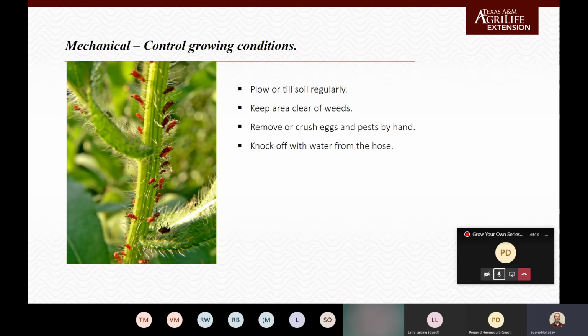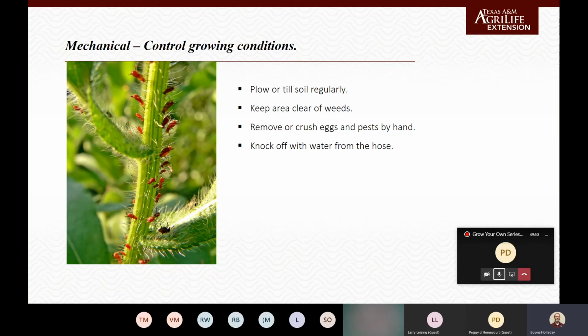Mechanical, and this is similar to that, but going a little bit further on how we can impact those pest populations by plowing or tilling the soil. So if we have some soil-borne insects that may be embedded down into the soil, we can disrupt their life cycle. Keeping the area clear of weeds. A lot of weeds can act as a habitat for pests. And then as your plants mature, all they have to do is bounce from those weeds over onto your plants.